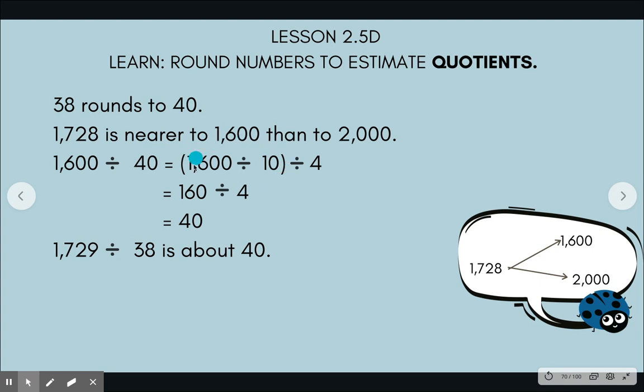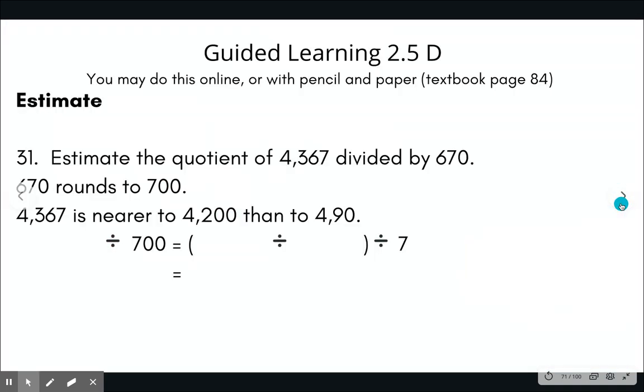So solve for the parentheses first. 1,600 divided by 10 is 160. Divided by 4 gives you 40. So 1,728 divided by 38 is about 40. Now you can go ahead and do the guided learning portions. The first problem has blanks for you to fill in.